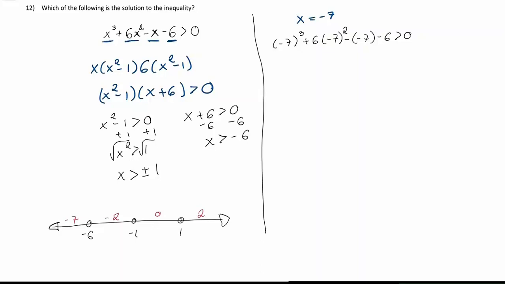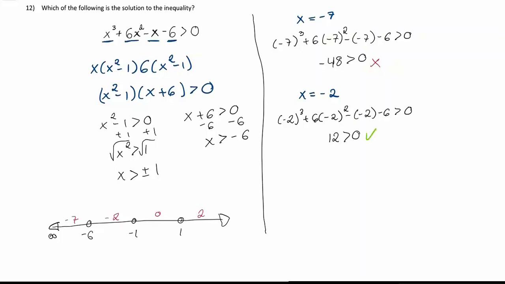Now that we plug back negative 7 to our inequality, the result will be negative 48 bigger than 0, which is false, meaning that the interval negative infinity to negative 6 is not part of a solution. Now let's try our next point, which would be x equals negative 2. So plugging back negative 2 into our inequality, we can see that the result is 12 bigger than 0, which is true. So the interval negative 6 to negative 1 is part of our solution.